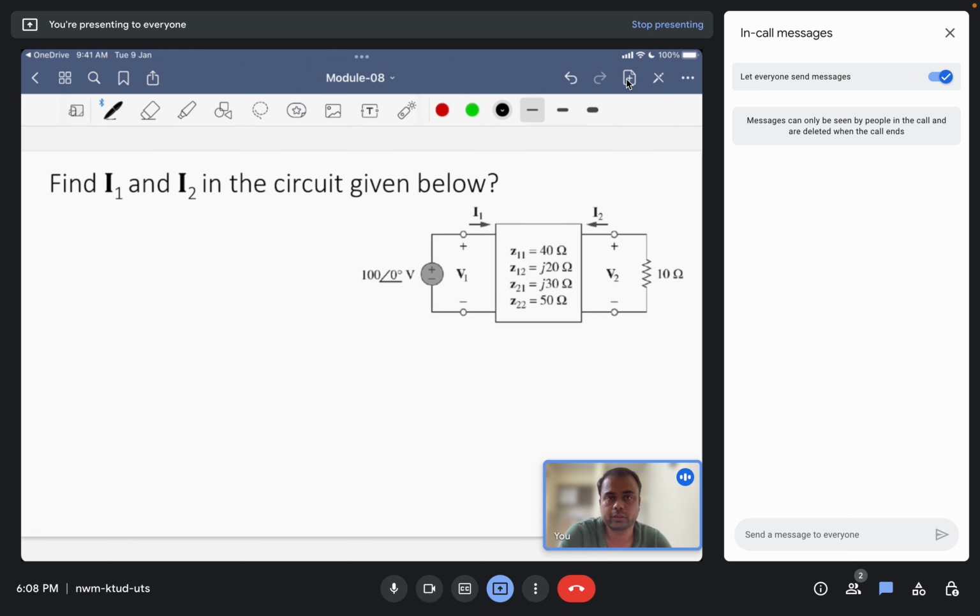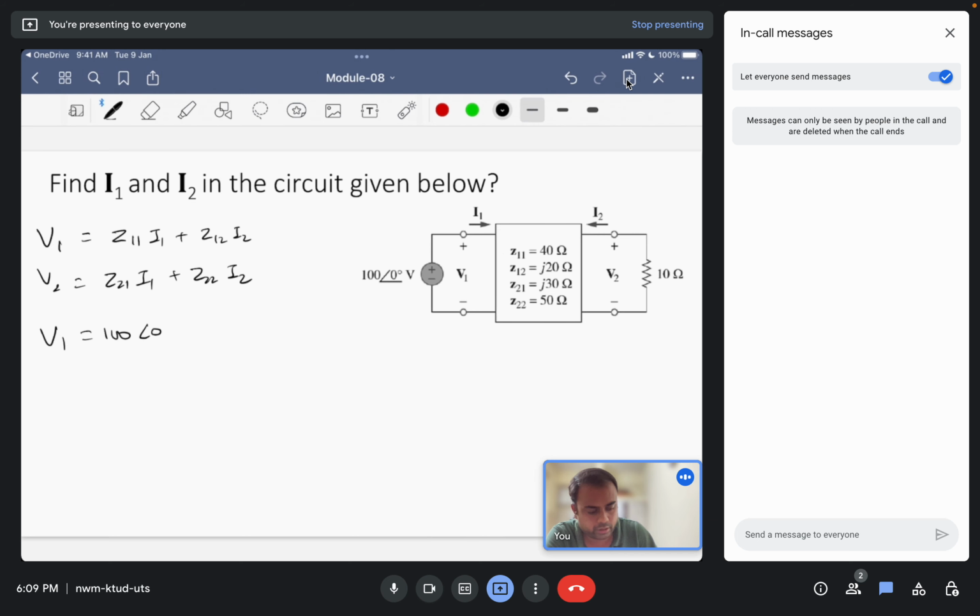So this problem is also related to an impedance matrix. All the Z parameters are given, and we have to calculate I1 and I2. So we can write the equations. V1 is equal to Z11 I1 plus Z12 I2, and V2 is equal to Z21 I1 plus Z22 I2. So here V1 and V2 values are given. V1 is given as 100 angle 0, and V2.